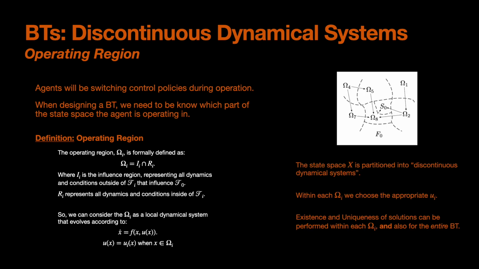So the state space is partitioned. The entire state space is partitioned into discontinuous dynamical systems, and as an agent is moving from operating region to operating region, we can think of that as transitioning between operating regions. And the authors make a really strong note about the existence and uniqueness of solutions within each operating region and also for the entire behavior tree.